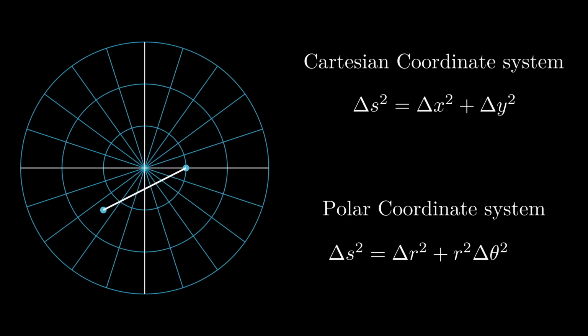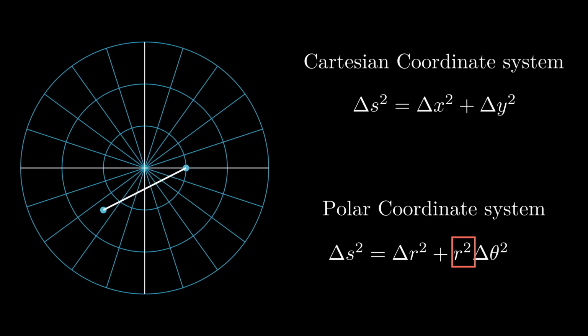This formula is very similar to the one we had in Cartesian coordinates. One notable difference, however, is this r squared in front of delta theta. Therefore, the difference between 2 points, as expressed as a difference in coordinates, also depends on how far away from the origin your 2 points are. Roughly, this can be understood by the following.